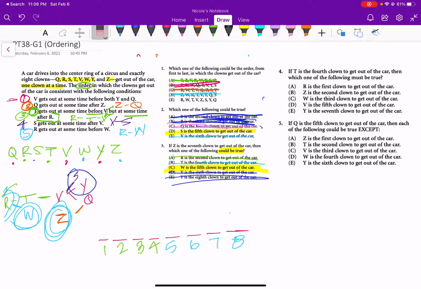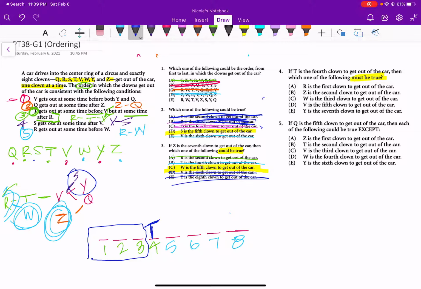All right, 4. If T is the 4th clown car to get out of the car, then which of the following must be true? So if T is the 4th one, which of the following must be true? This one's kind of tricky because we need to think about what all has to happen. So we need to somehow find 3 clowns that can come before it.